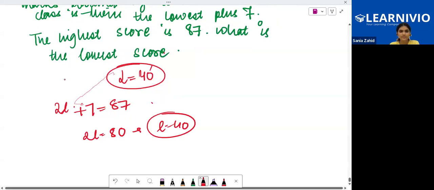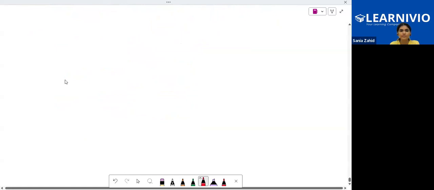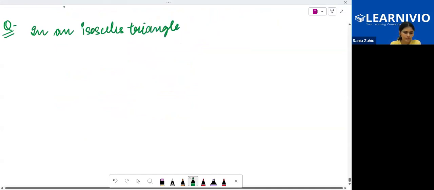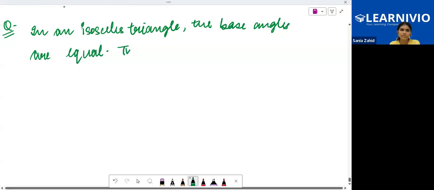Now we have the next one. In an isosceles triangle, do you know what an isosceles triangle is? Two sides are equal to each other, and the third side is different. Okay, very good. Base angles are equal. The vertex angle is given as 40 degrees.